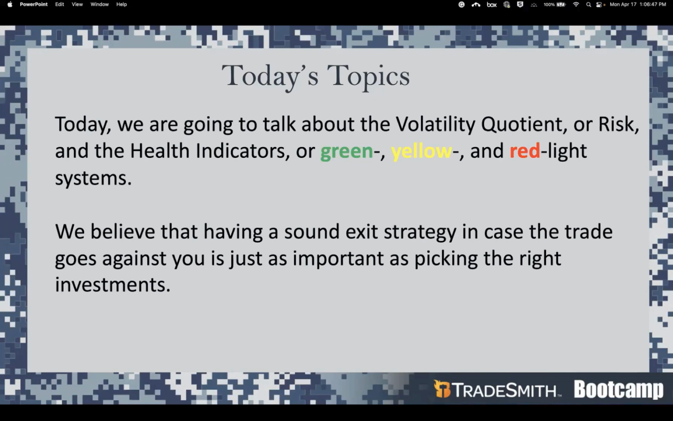Everyone's trade plan will be different. The exit parameters each of you use will be different. We do believe that having a sound exit strategy in case the trade goes against you is just as important as picking the right investments. And so that's what we're going to talk about today, the VQ and the health. That way, when we go to add the alerts next week, you'll know the difference.